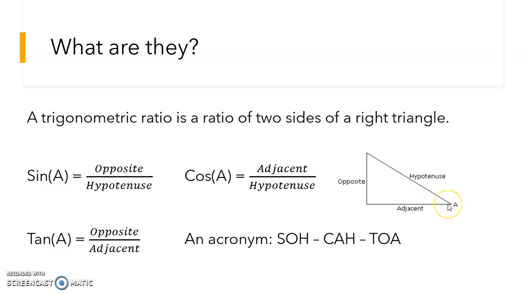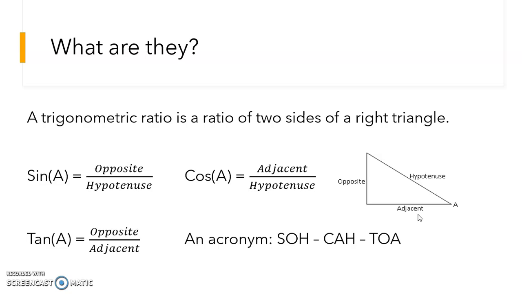Then you find the angle, the opposite side is the side that doesn't touch it, and the adjacent side is the side that does. Finally, the last trig ratio is tangent, and tangent is opposite over adjacent. Okay, so the opposite side divided by the adjacent side.